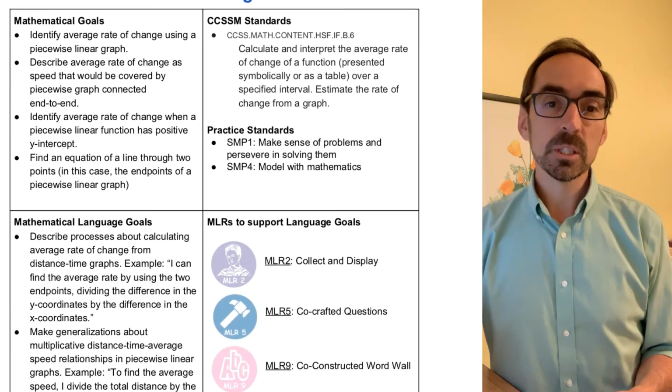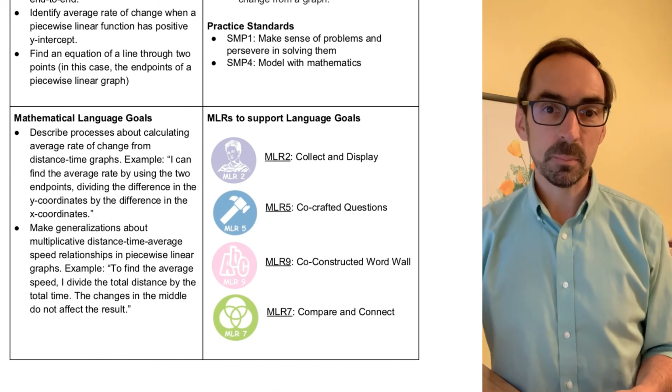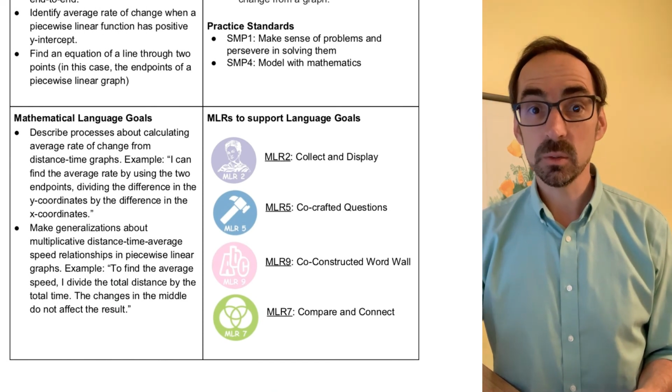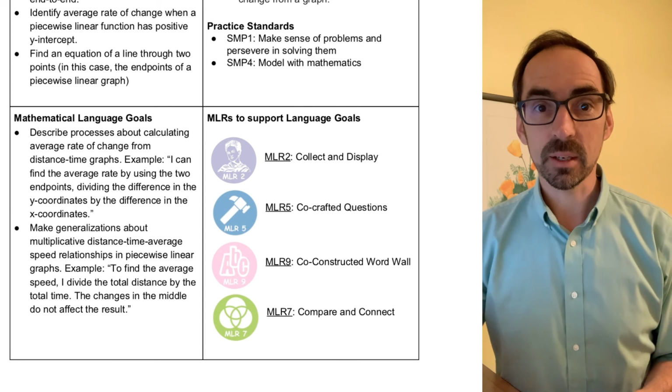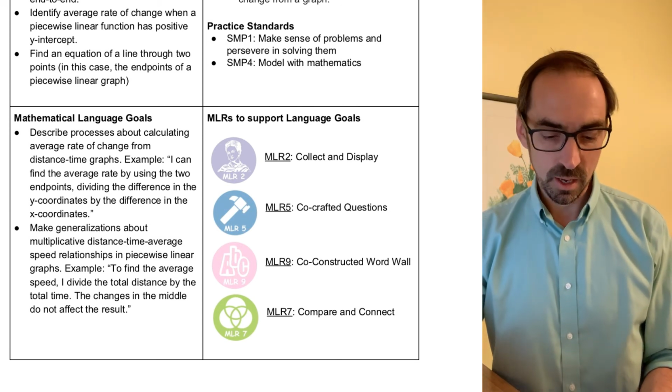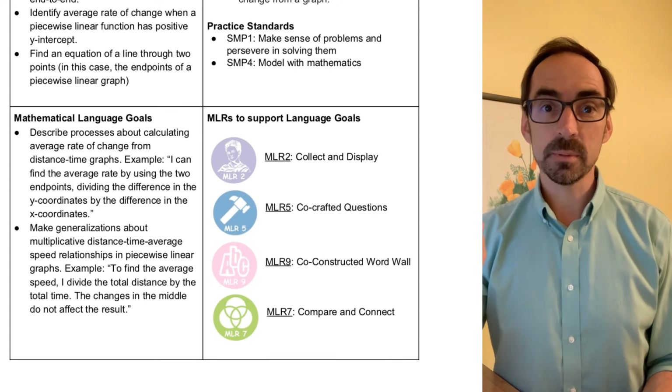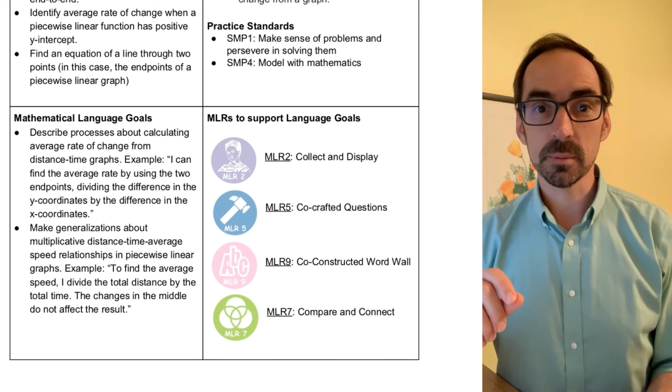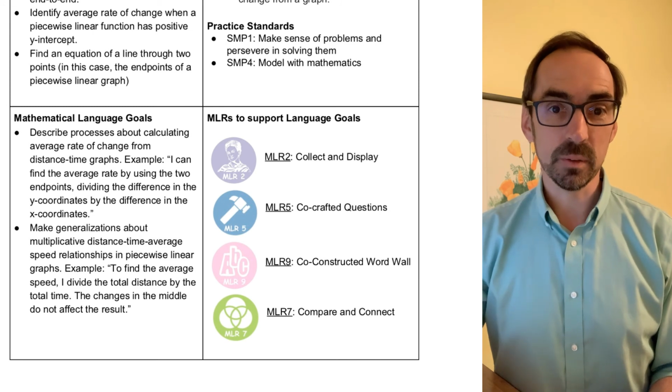graph. From a language perspective, we want students to be able to describe the process that they used in order to identify and calculate the average rate of change, and to make generalizations about the multiplicative relationships, the speed, distance, time relationships that we've been studying throughout the unit.